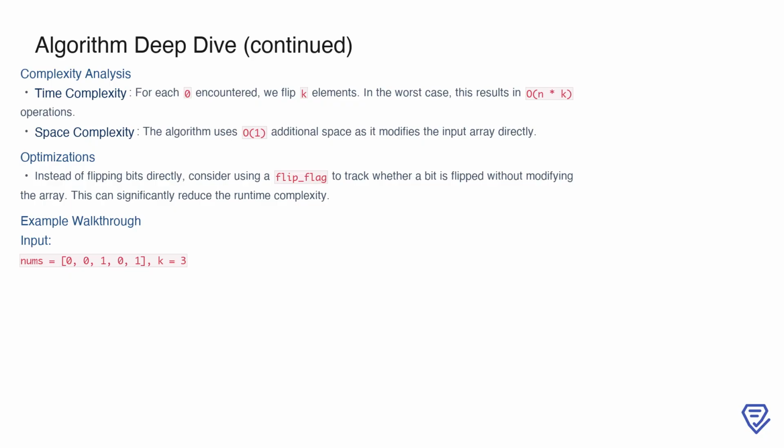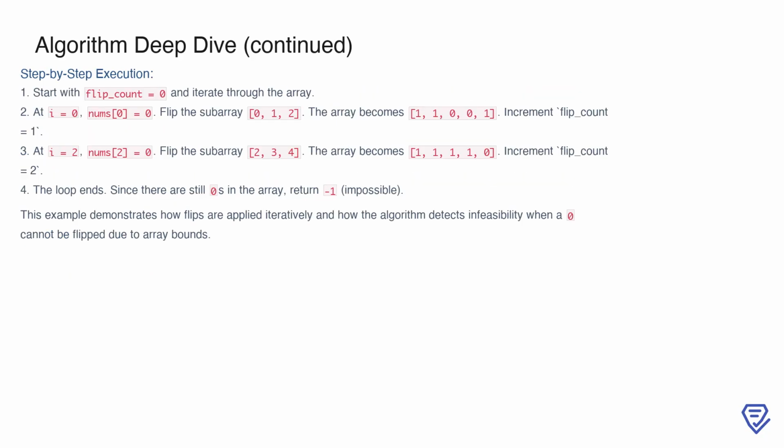To optimize this approach, we can avoid directly flipping the bits in the array by using a flip flag. This flag helps track whether a bit is effectively flipped without actually modifying the array. This optimization significantly reduces the runtime complexity. For instance, consider the example where nums equals 0, 0, 1, 0, 1, and k equals 3. By analyzing this example step by step, we can see how these optimizations come into play. Let's walk through the example step by step.